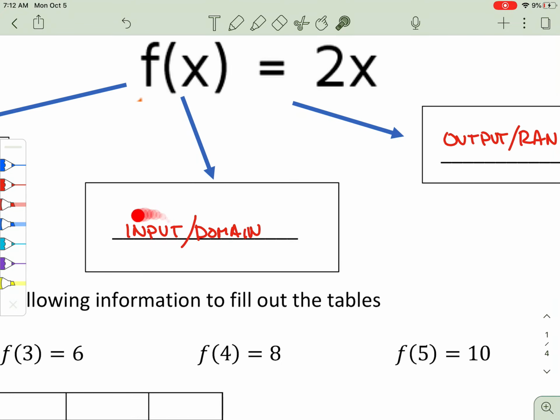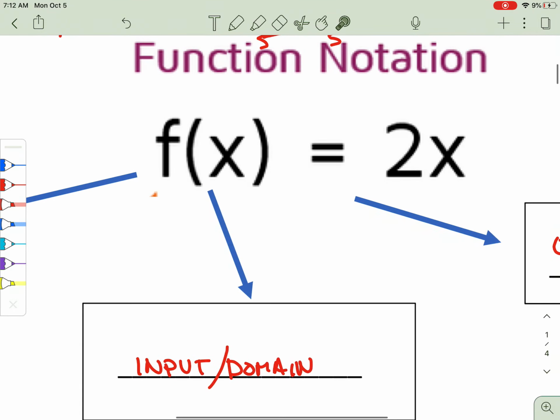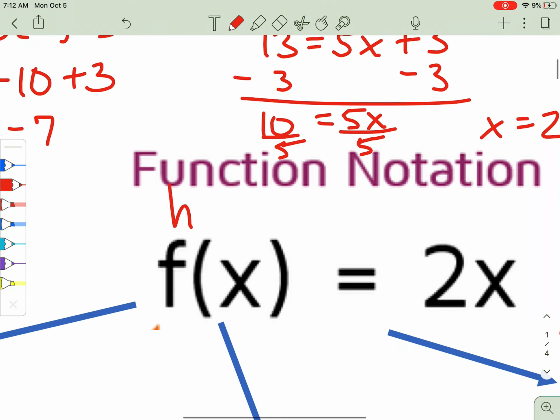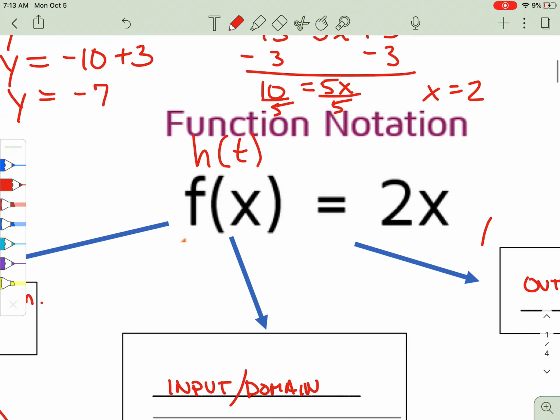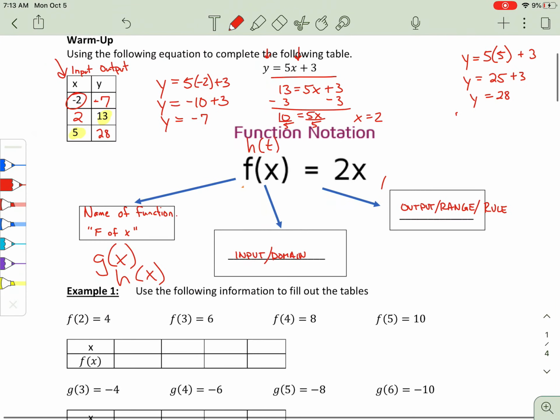X is going to be the input or the domain. This is a notation saying this is a function where x is going to be our input. Sometimes you'll see h of t. So h is the name of the function, but t is our input. It just depends on what variable they want to use. And then lastly, you'll have your actual equation or expression on the right side that you'll solve for. That's the output or your range. It's also called a rule. So make sure to get those copied down. But that's what it all means.